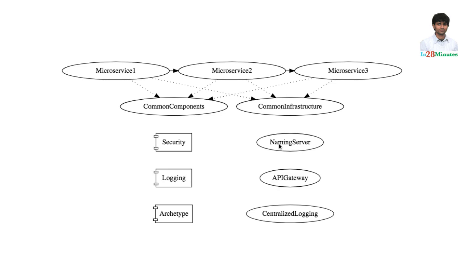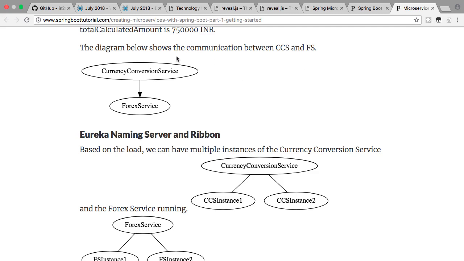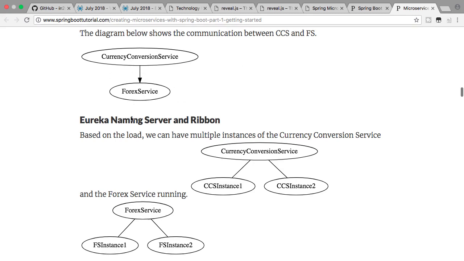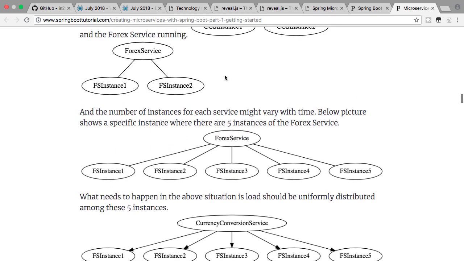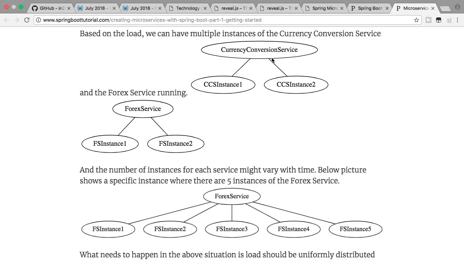The second important factor is, why do you go to a microservices architecture? Let's take a couple of services. We have a currency conversion service and a forex service, and these two microservices talk to each other. One of the main reasons why we would go to a microservices architecture is that we would want to be able to have multiple instances of these running at any point in time. And it could be that I have 5 instances of forex service and just 2 instances of currency conversion service.